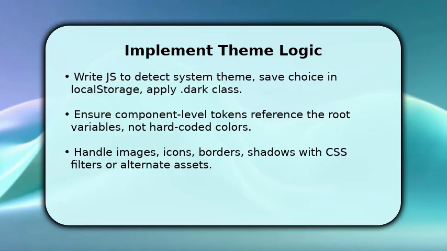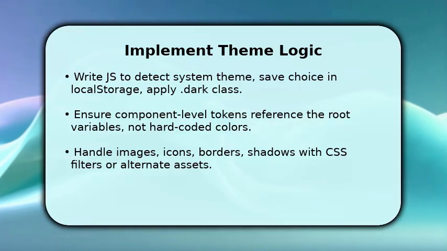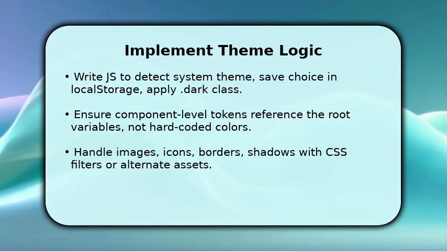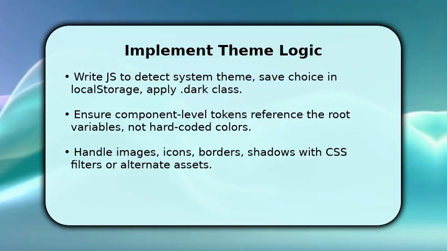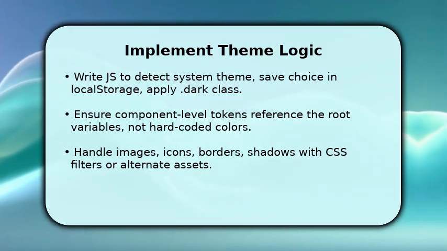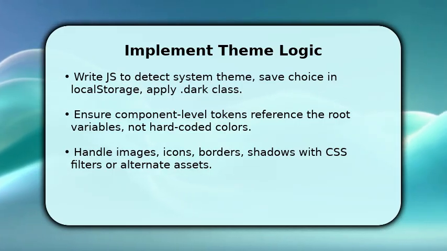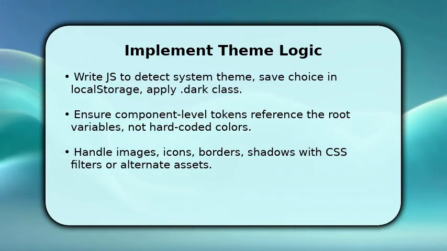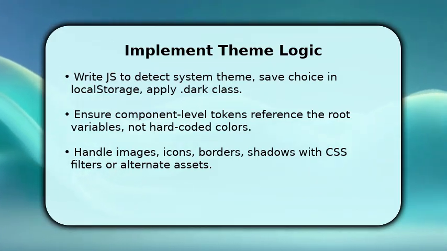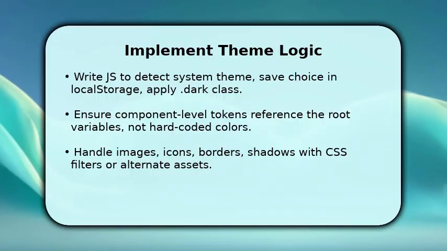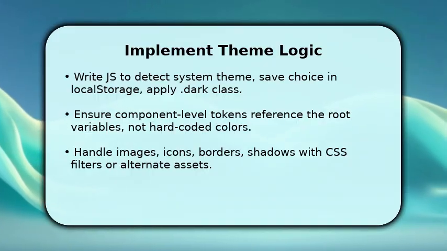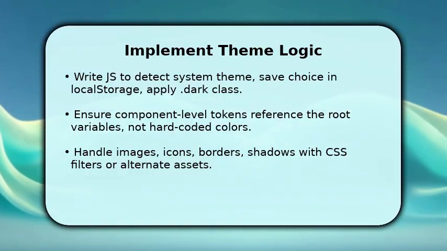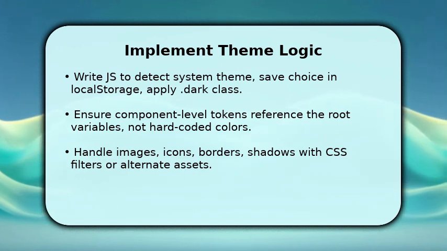You now connect behavior to presentation. Write concise JavaScript that reads prefers-color-scheme, listens for changes, and stores the user's choice in local storage before applying or removing the dark class. Once applied, component styles should reference root variables only, so switches happen automatically. Make sure images and SVG icons either have a dark variant or use CSS filters and mix-blend-mode where appropriate. This separation keeps logic centralized and minimizes surprises during rendering.